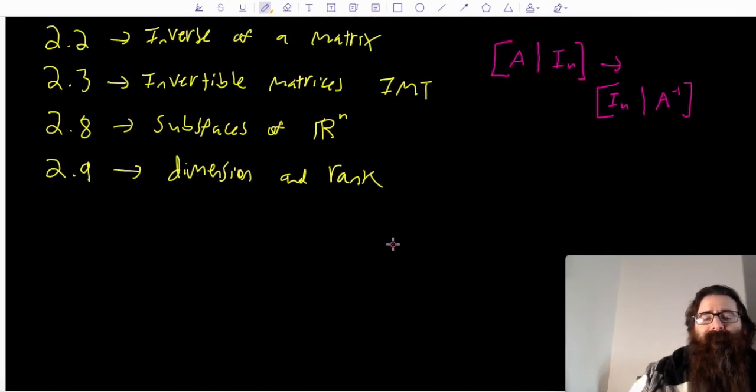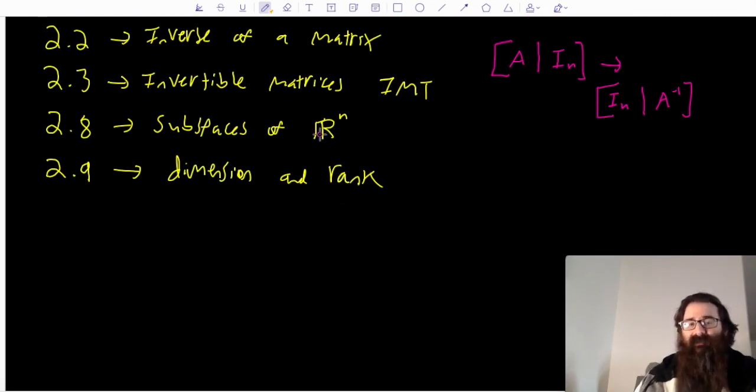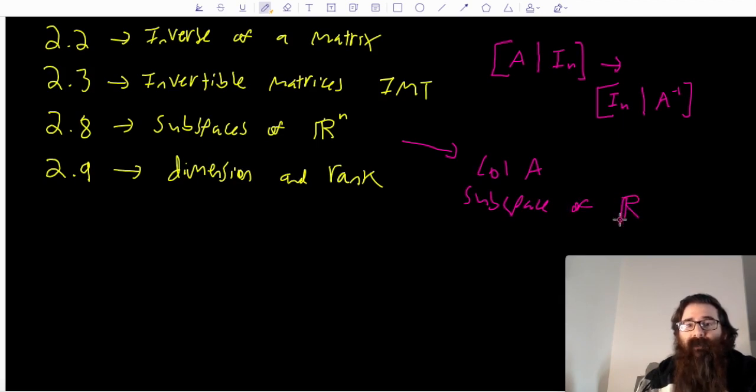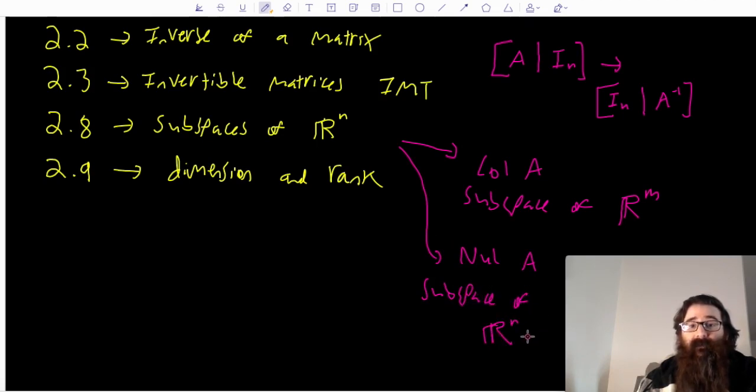Brings us to one of my favorite sections next, 2.8 subspaces of Rn. We have some very favorite subspaces, right? We love talking about the column space of a matrix. So column space of A, which is a subspace of Rm, vector space Rm. And then another very important subspace, we have the null space of a matrix A, which is a subspace of Rn, N for null space.